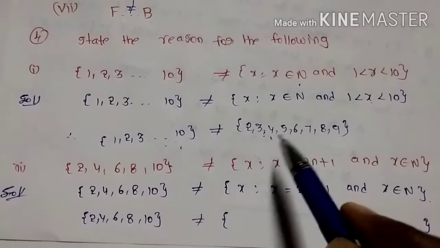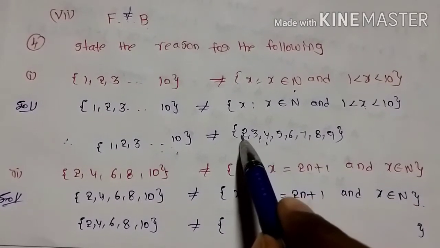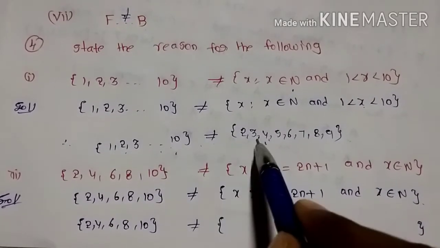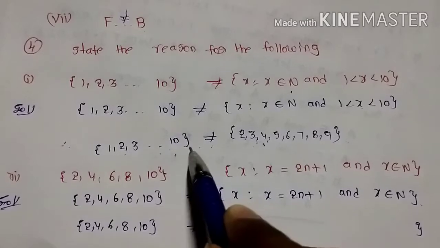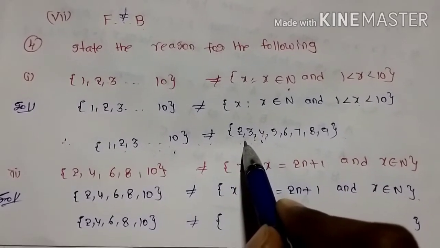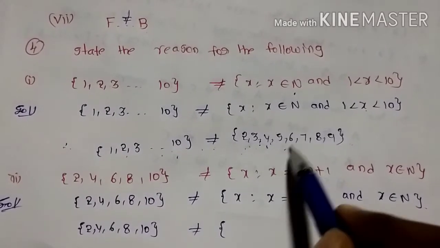Just observe that in the second set we don't have 1 and 10. We don't have 1 and 10. In the first set we have 1 to 10. So the two sets are not equal. We know the equal set definition: A is a subset of or equal to B, and B is a subset of or equal to A.